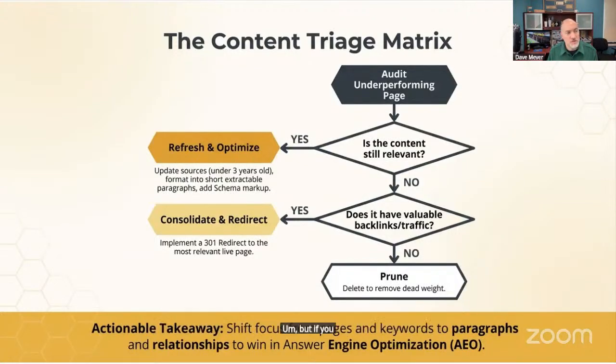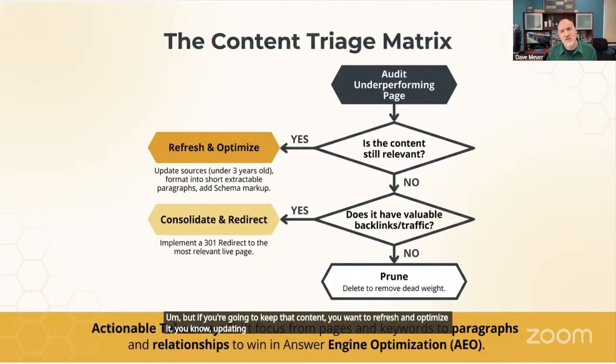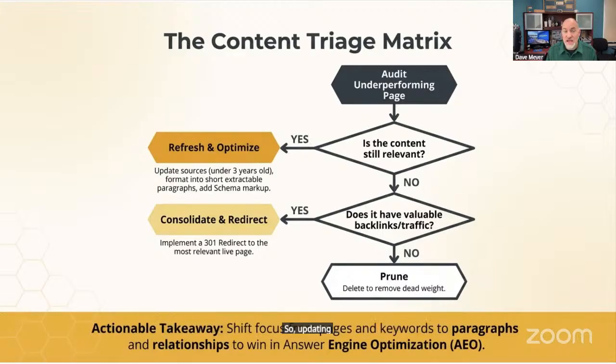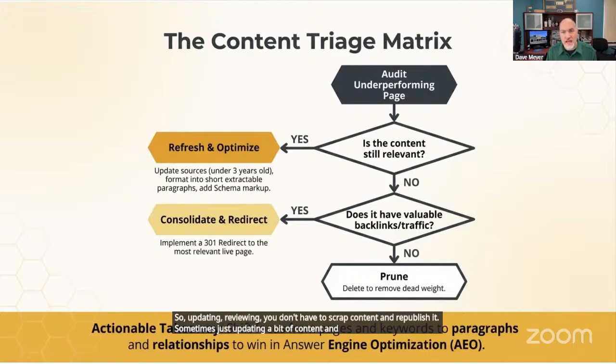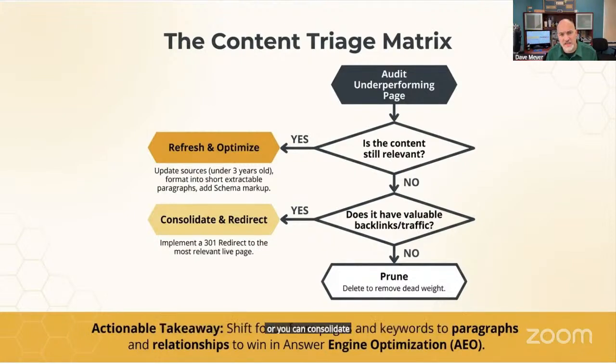But if you're going to keep that content, you want to refresh and optimize it, updating your sources. Three years is a pretty good refresh rate. Anything older than three years is really ancient in today's information world. So updating, reviewing, you don't have to scrap content and republish it. Sometimes just updating a bit of content, adding some content, and then resubmitting it is incredibly helpful. Or you can consolidate and redirect if you know that it doesn't have high value and help.